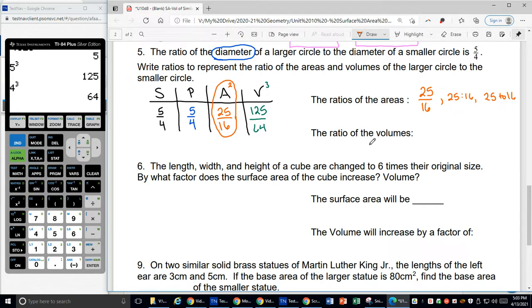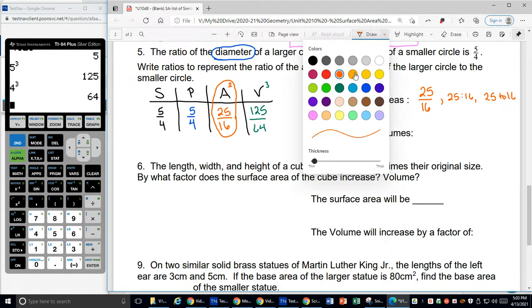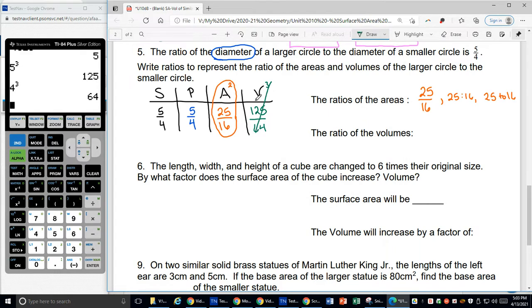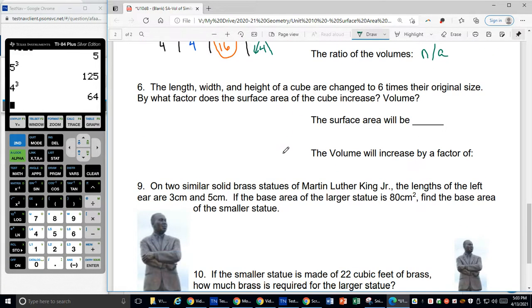Okay, now this is kind of a trick question because my next one says, what is the ratio of the volumes? But we're looking at circles, right? Circles don't have a volume because circles are flat. So even though we can fill out the table, there's really not an applicable ratio of volumes because there's no such thing as volume to a circle. So we can put NA, not applicable. There's no such thing as the volume of a circle. So we don't have a ratio of volumes because they don't exist. Okay? All right, let's look at number 6. Hopefully no more trick questions.